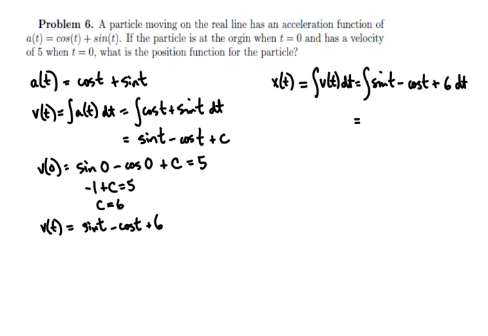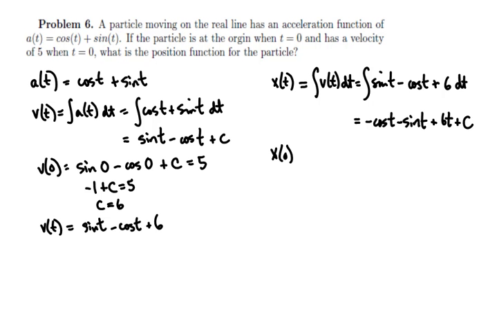The integral of sine is negative cosine. The integral of cosine is sine, so the integral of negative cosine will be negative sine. And the integral of 6 is 6t. Once again, we add a constant c because we're working with indefinite integration.